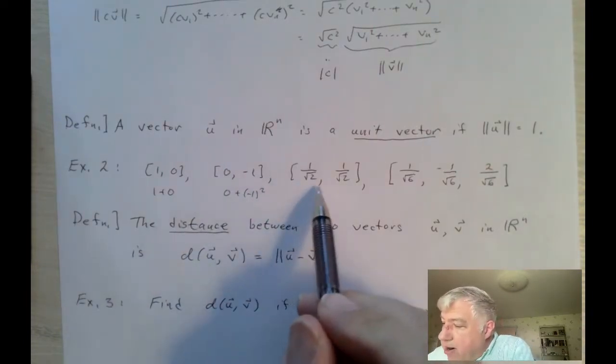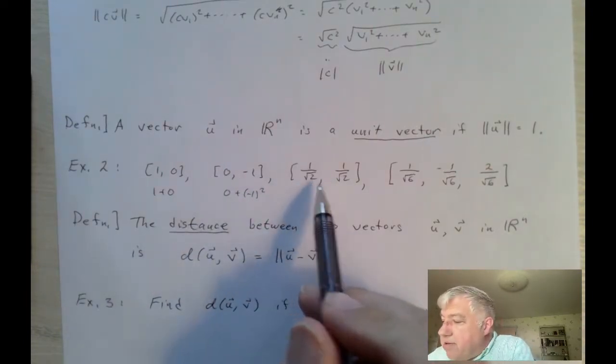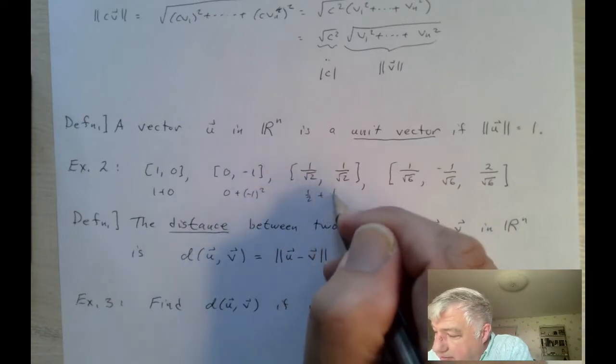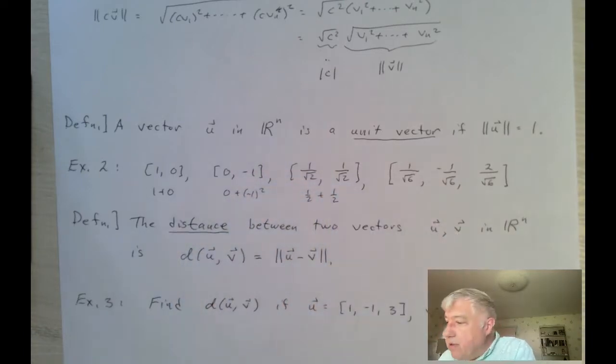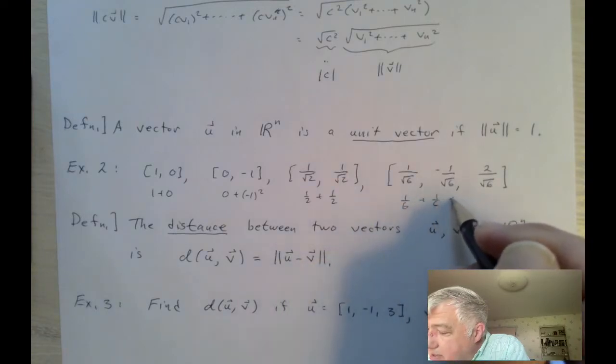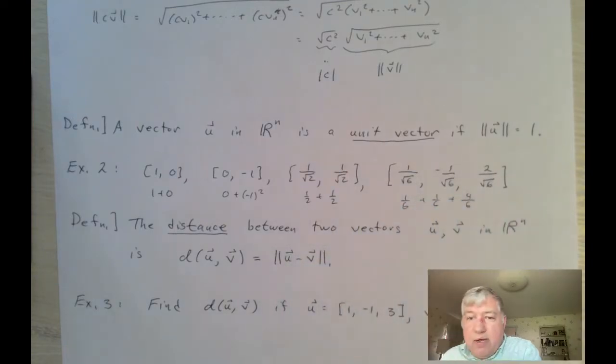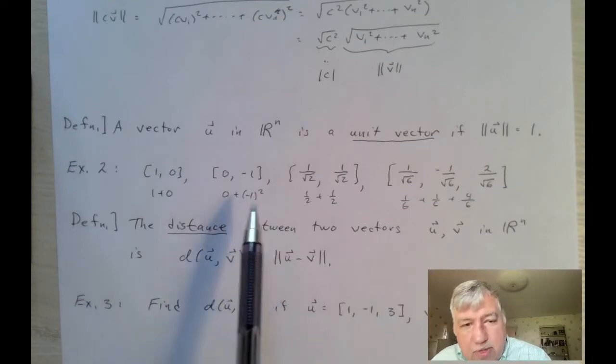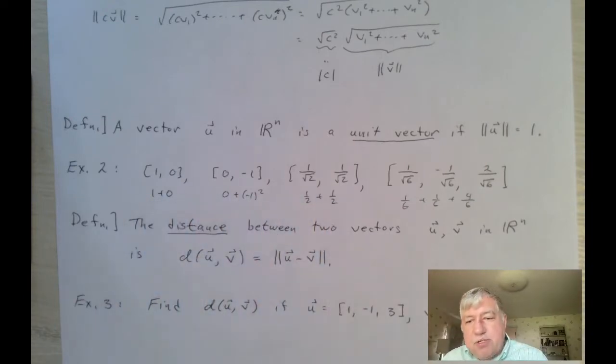If we square these two, we get 1/2 plus 1/2, that's 1. If we square these, we get 1/6 plus 1/6 plus 4/6. And of course, what I've written here is obviously the square of the distance, but the square root of 1 is just 1. So these are all unit vectors.